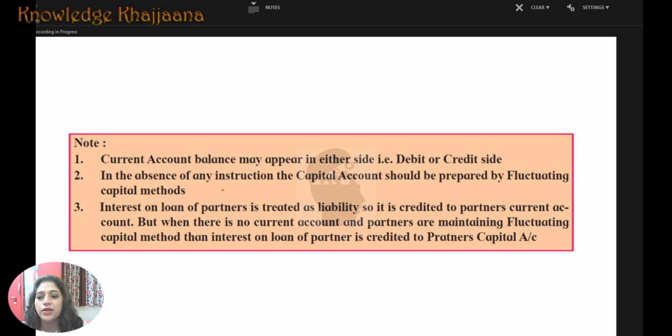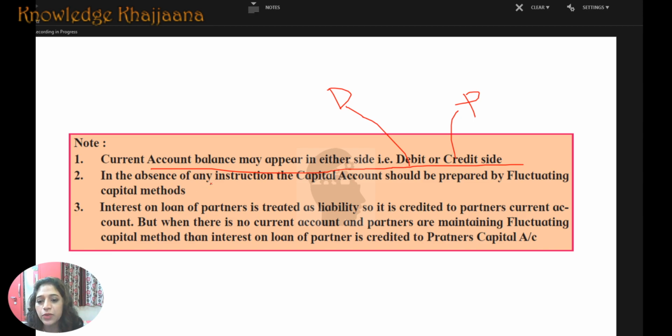Note: the current account balance may appear on either side, the debit side or the credit side. It appears on the credit side when they had a profit last year, meaning their credit side was bigger, so there would be a credit balance. If they had more losses and drawings than the credit side, then there would be a debit balance last year, and this year it will become a debit balance.